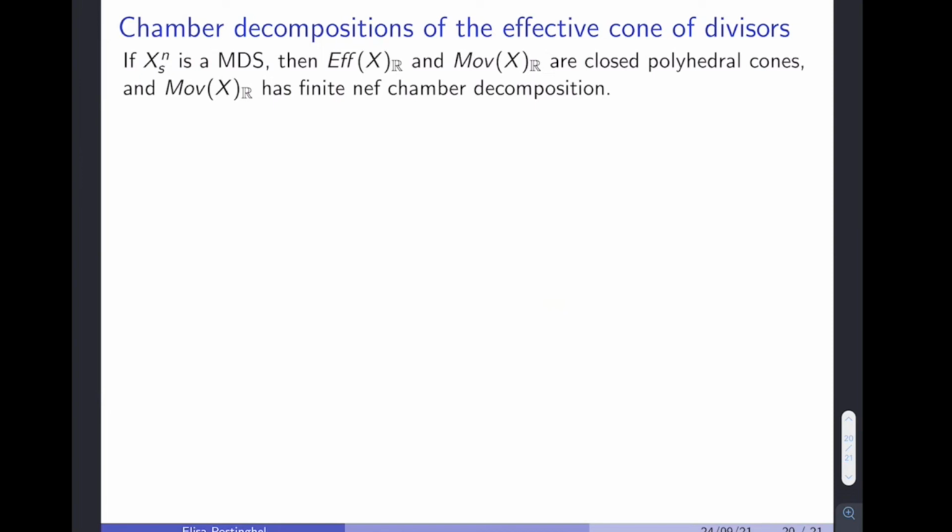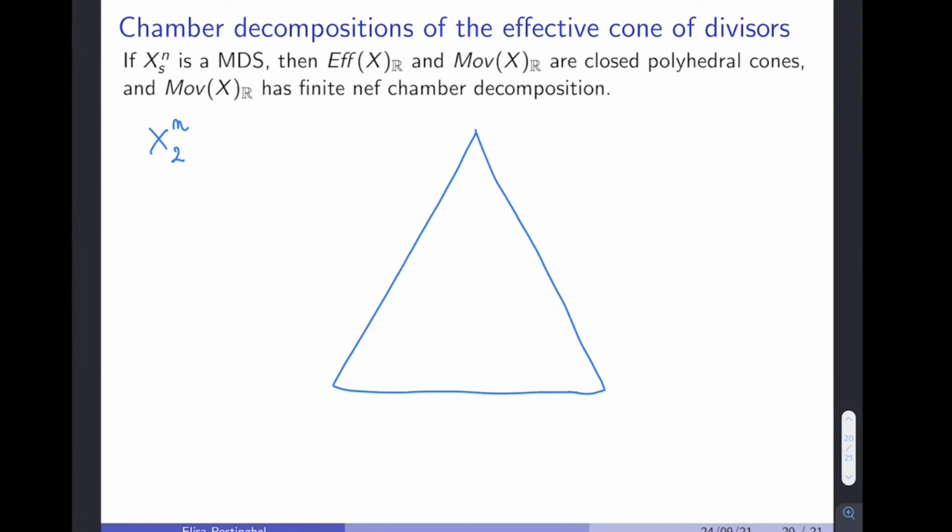So before I give you the result, I will maybe take a couple of minutes to look at one example in detail, so at least we know what we're talking about. So I'm going to take the blow up of P^n in 2 points, so at least I can draw the Néron-Severi space, which is three-dimensional. The effective cone is triangular, so I'm going to draw it like this. So this is, well, a section of the effective cone.